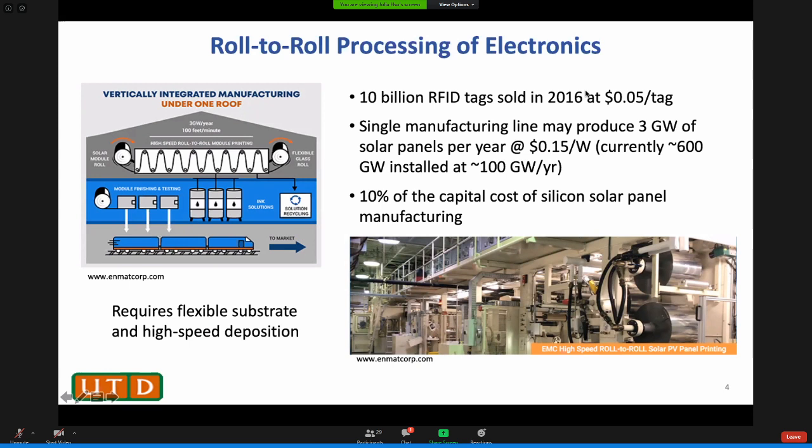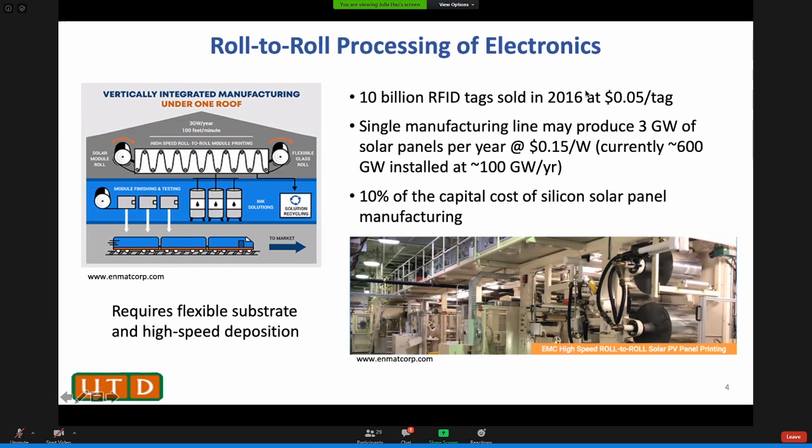they can produce, I think it was 3 gigawatts of energy produced by the solar panel per year, which translates into 15 cents per watt. And then the capital cost to make these solar cells is 1/10 of the capital cost to make silicon solar cells in terms of manufacturing. In order to do this, they have a 60-foot oven to do the drying and annealing step.